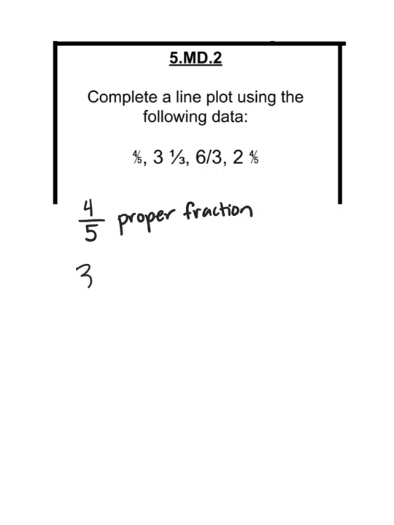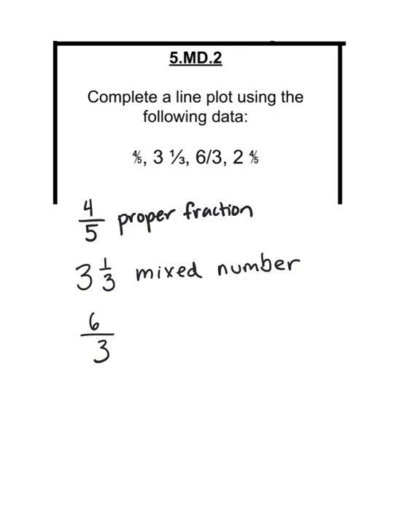Next we have 3 1/3. This is a mixed number. A mixed number represents an amount that's greater than 1 whole. So in this case, 3 wholes and then a part of a whole, 1/3.